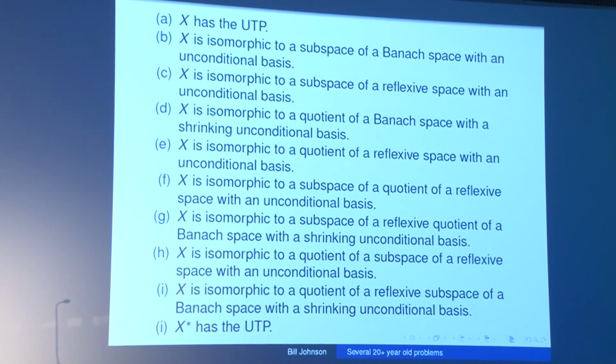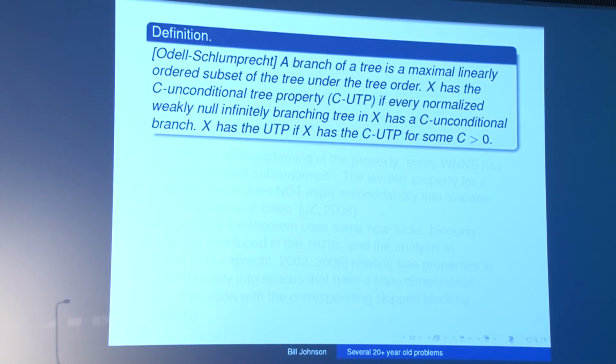But the connection is the UTP, which turns out to be a self-dual property. So what is the UTP? Unconditional tree property, introduced by Odell and Schlumprecht. So you take a weakly null tree. What does weakly null tree mean? Well, tree means tree, but weakly null just means order it as a sequence and it goes weakly to 0. It doesn't matter how you order it.